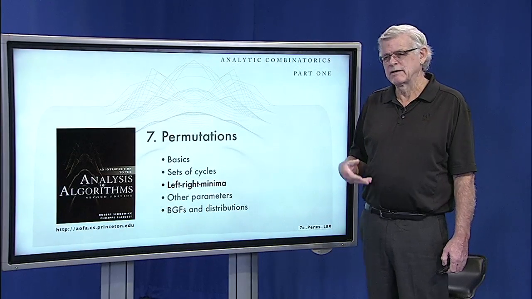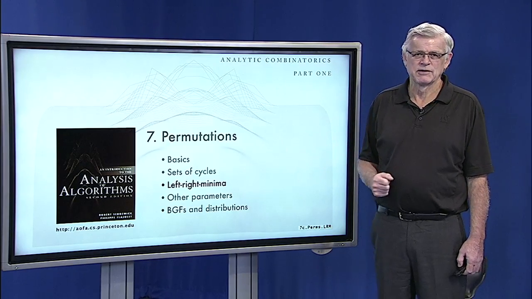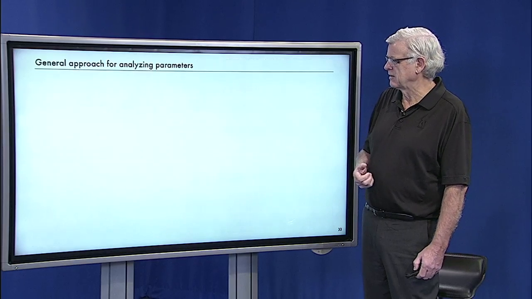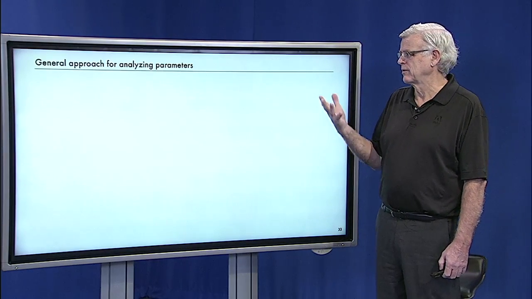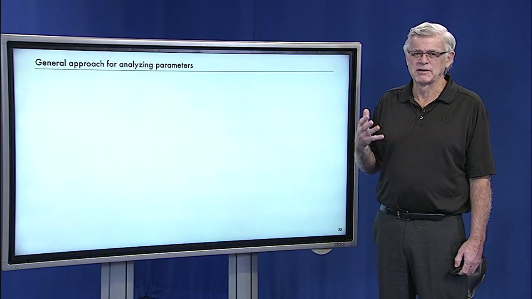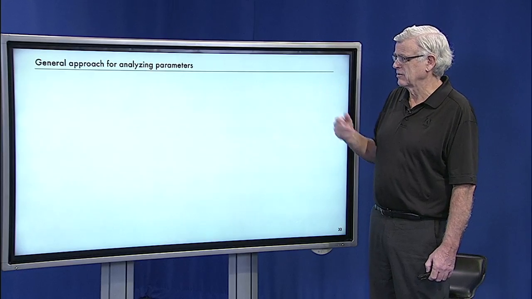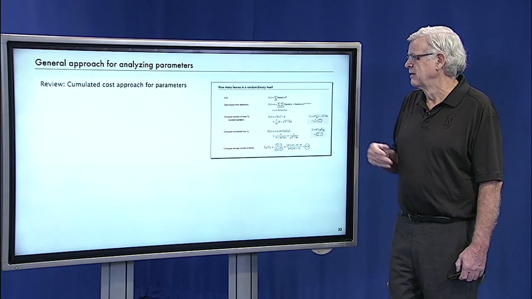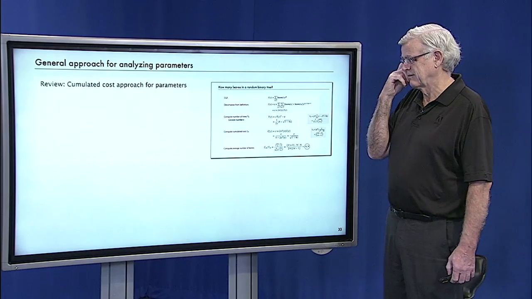So next we're going to look at properties of permutations. And as our main example, we're going to talk about what's called left to right minima in permutations. This is a parameter of permutations, so I want to talk some about the general approach that we use for analyzing parameters. And we talked about it last time for trees. We talked about leaves in random binary trees last time.